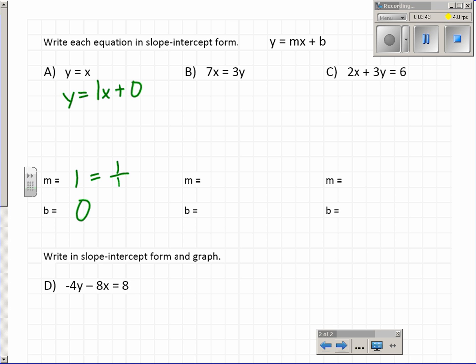Now over here, you see how it's actually not in y equals form. We need to make it be that way. So what we have to do is solve for y.